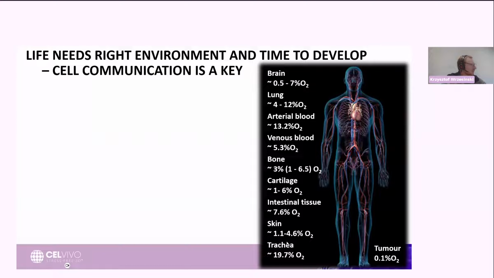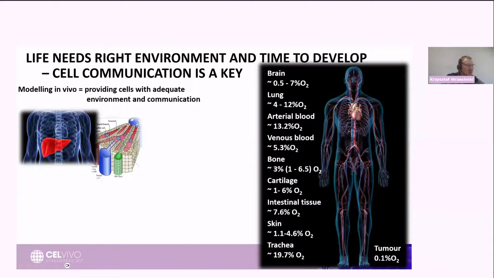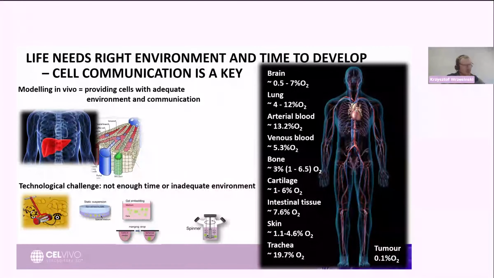If we just look at this short, simple diagram, we can see that the levels of oxygen are very different in different parts of our body. When we are modeling in vivo, we should actually provide an environment which is similar to what we can see in vivo. Unfortunately, quite often we come to a halt because of a technological challenge where we cannot provide the right conditions for long enough to get tissue-like functionality.